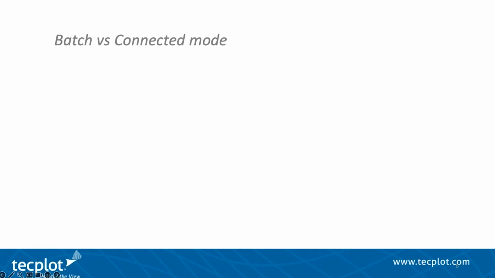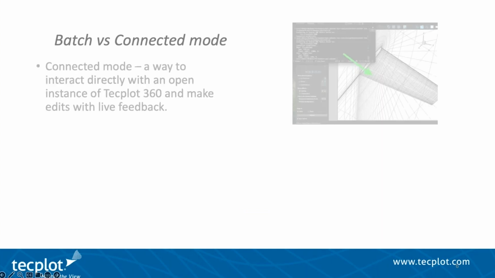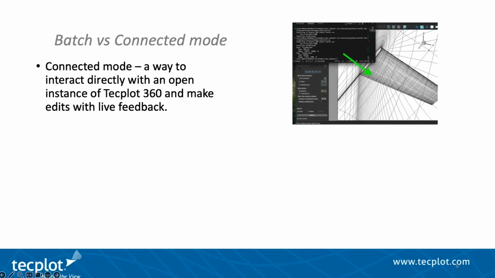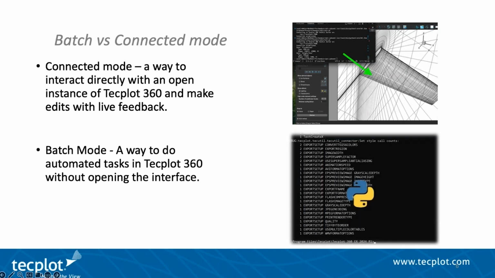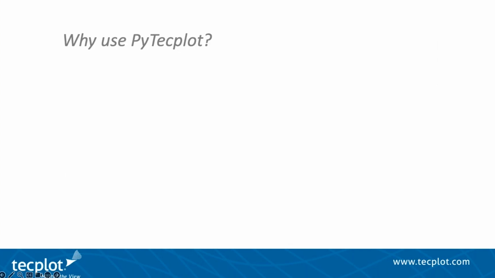All right, so as you heard me say in the last slide, PyTecplot can be used with or without the interface. These are two different flavors. First, we have connected mode, in which we connect to an open instance of Tecplot 360, and we interact with the data sets that are loaded there directly. And then we have batch mode, which is a way to do automated tasks within Tecplot 360 without actually opening the interface.